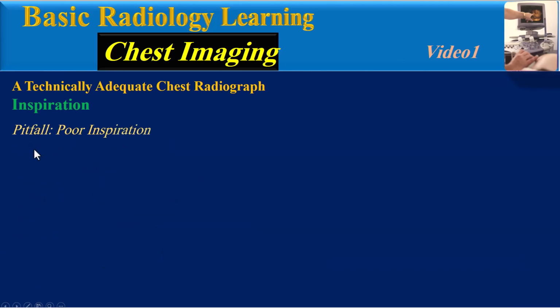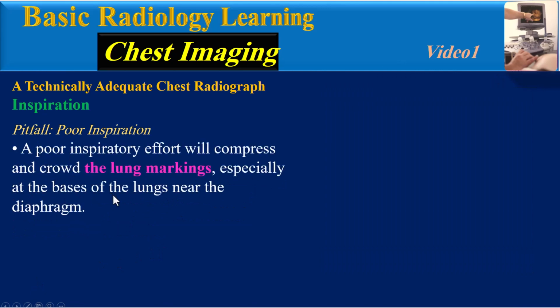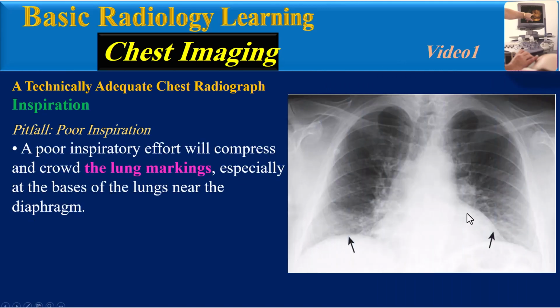What is the pitfall of poor inspiration? A poor inspiratory effort will compress and crowd the lung markings, especially at the bases of the lungs near the diaphragm. As you can see in this frontal radiograph, only 8 posterior ribs are visible.